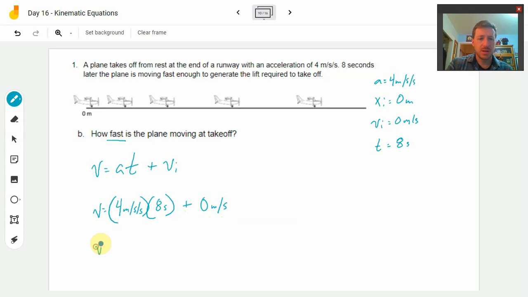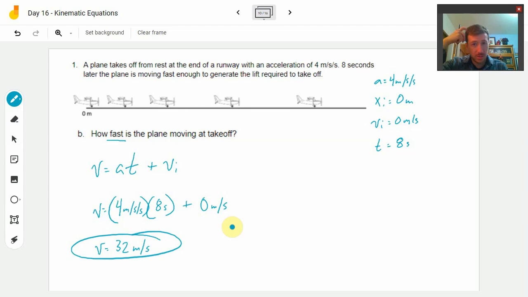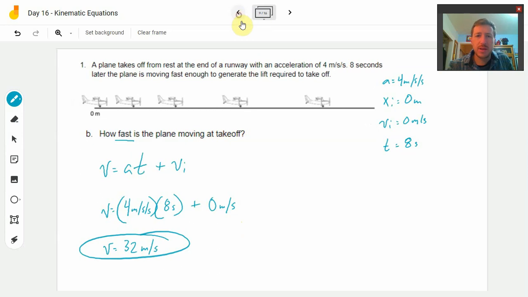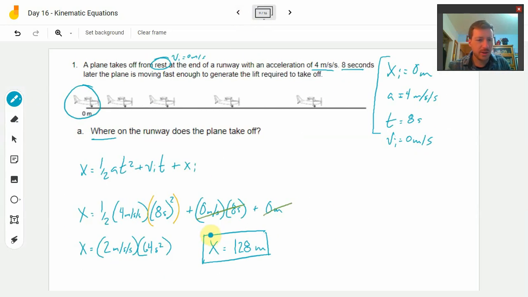So the velocity should end up being 32 meters per second. And there you go. So there we have that. Let me check the math on this real fast. I grabbed my calculator. I'd hate to lead you guys astray. Yep, that appears to check out.